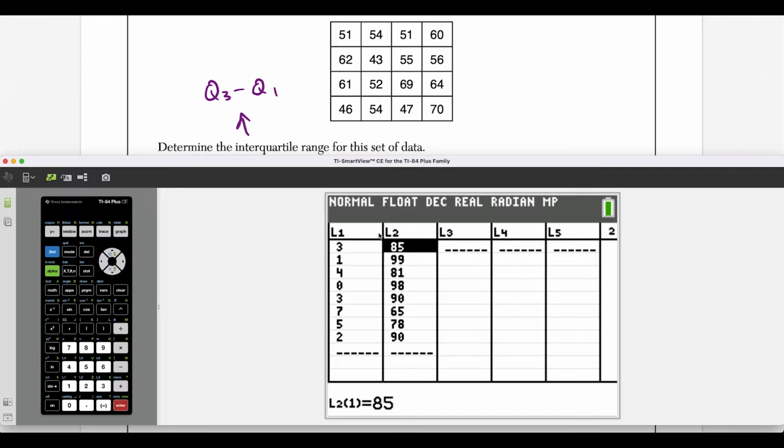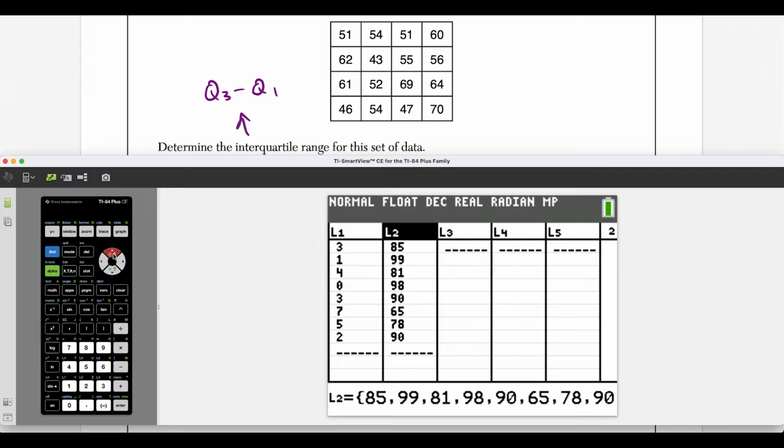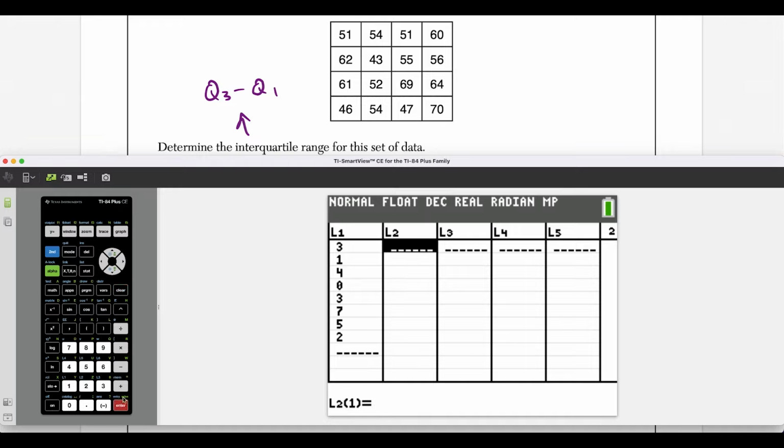And we had 2 sets of data from before, but let's go ahead and clear these out. We go up to L2, we press clear and enter, and that'll clear out this list. And then we go over to L1, we press clear and enter, and now I'm just going to enter in all 16 values.